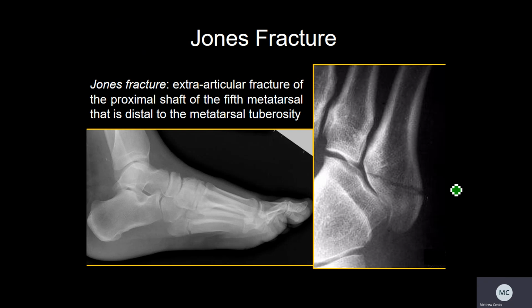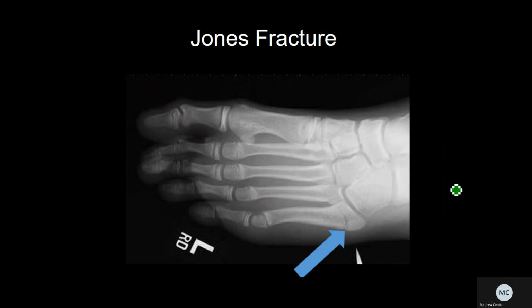In the left-hand side of the picture, the fracture is right there. The right-hand side of the picture, obviously the fracture is there. This is another great representation of a Jones fracture. What we can see is that the joint line is not involved, and I have a fracture right through that base of the fifth metatarsal. So this is an extra-articular fracture, or in layman's terms, not involving the joint space.